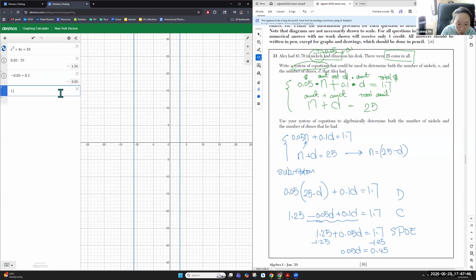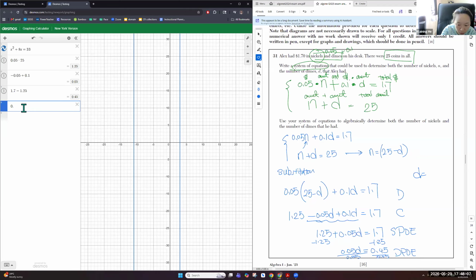Always don't be so sure in the regions. Always double check your answer. 0.45. Good. And then the last one is division, property of equality. Divide by 0.05, divide by 0.05. Now, in their regions, if anything you write out of the box, they won't grade it. So make sure that you write it on the right side. D equals whatever it is.